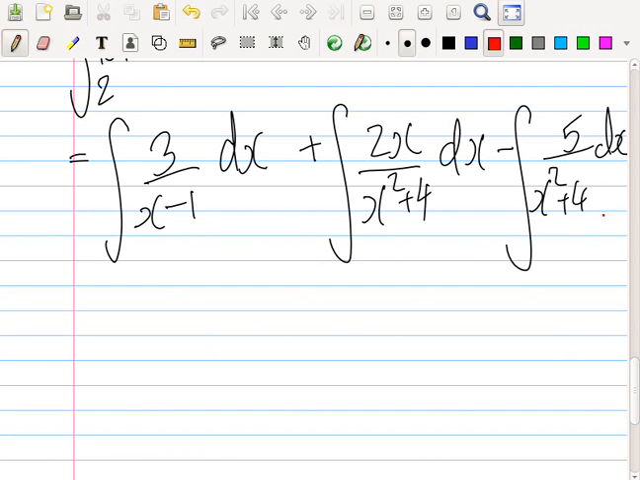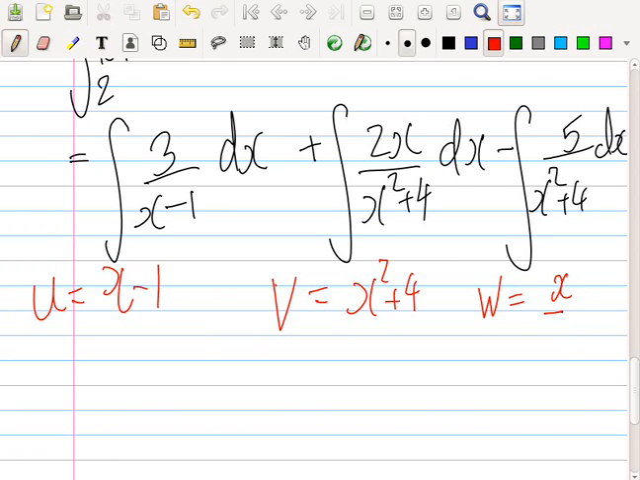So substitution in each will do it. So I don't mix up my letters, maybe I'll use u, v and w. So in the first one, what do you think you should let u equal to? x minus 1. And here, v equals x squared plus 4. And here, w equals, now here's the tricky one, it's actually x over 2.